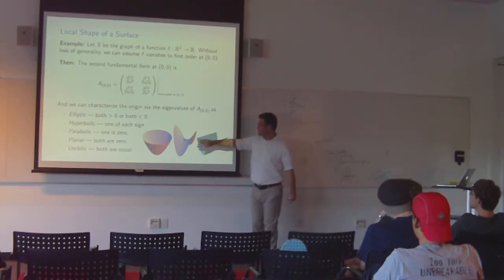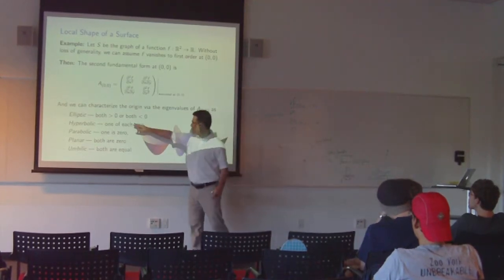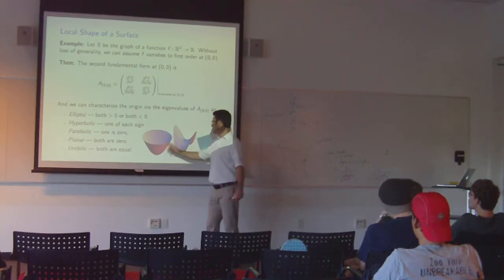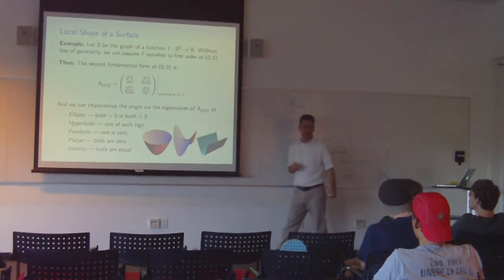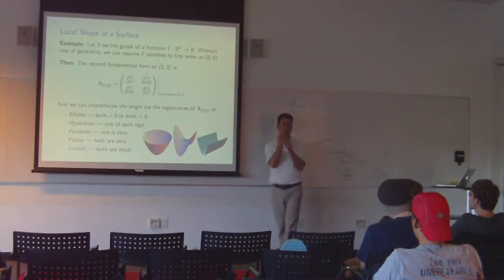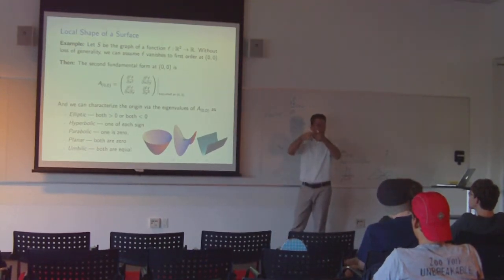Now, the question for you guys: how would you prove that these three behaviors result in pictures more or less like this? How would you prove such a thing? And remember, I'm not trying to describe the surface as a whole, I'm just trying to describe a small neighborhood around that specially chosen point. How would you prove such a thing?